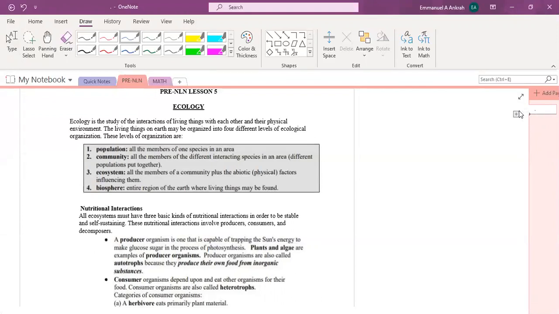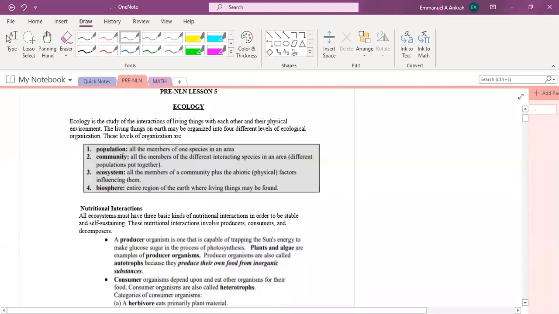So today we want to discuss ecology, what ecology is. Ecology is the study of the interaction of living things with each other and their physical environment. The living things on Earth may be organized into four different levels of ecological organization. These levels of organization are, one, population.